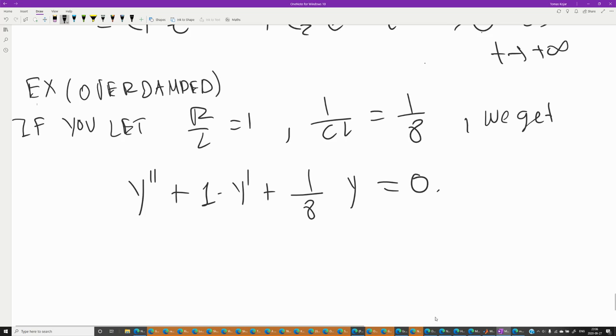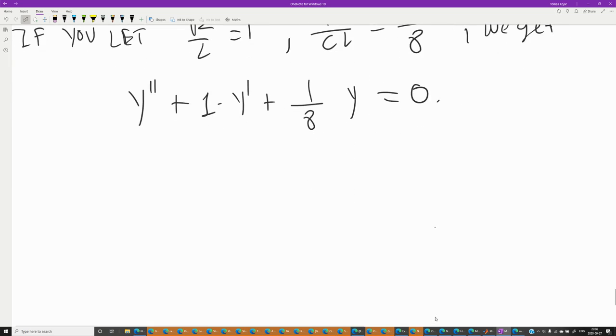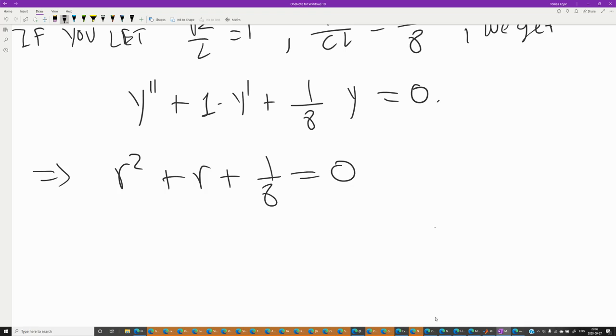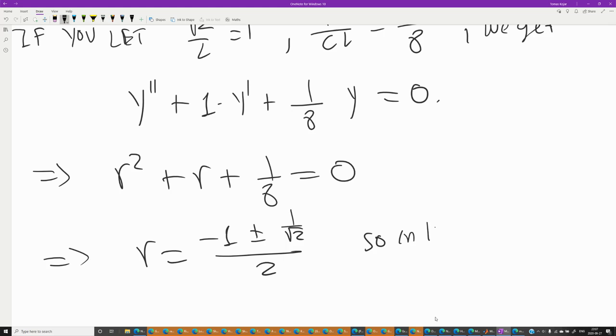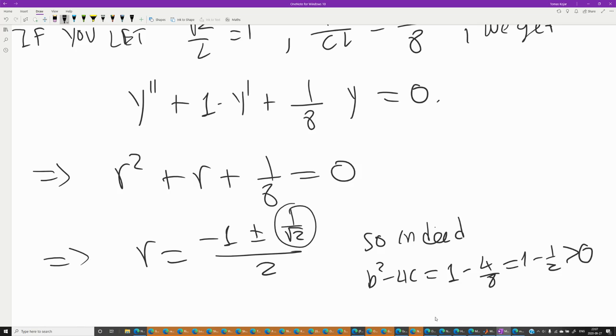So this is the ODE, and its quadratic equation is r squared plus r plus 1 over 8. The solutions are minus 1 plus minus 1 over square root 2 over 2. So indeed, the b squared minus 4c, which is 1 minus 4 over 8, is positive. So indeed, it's overdamped.